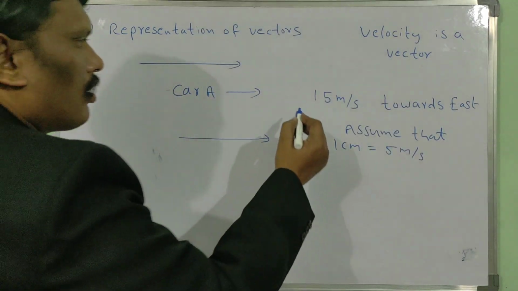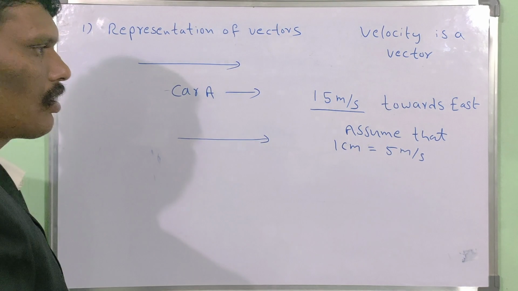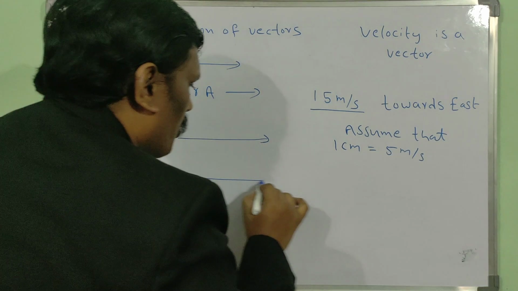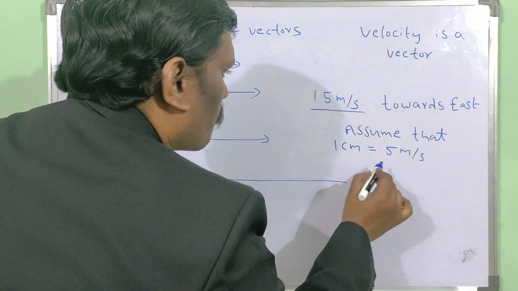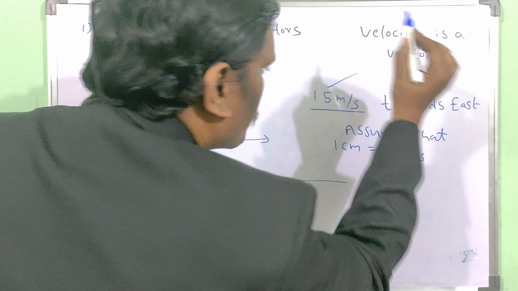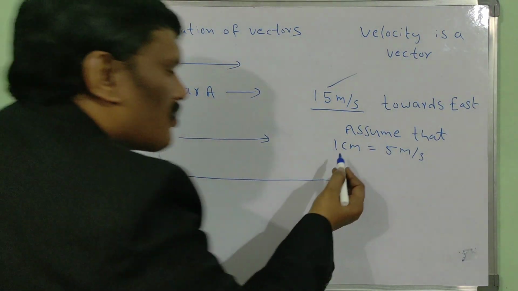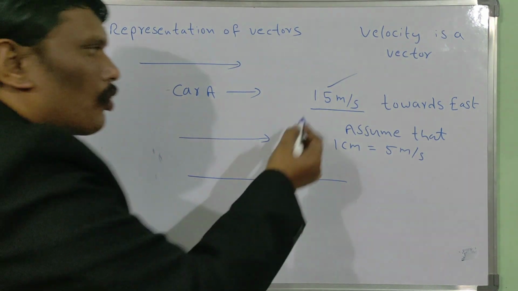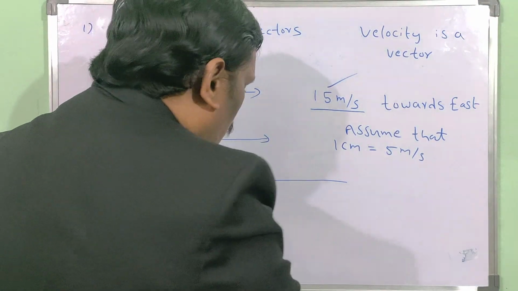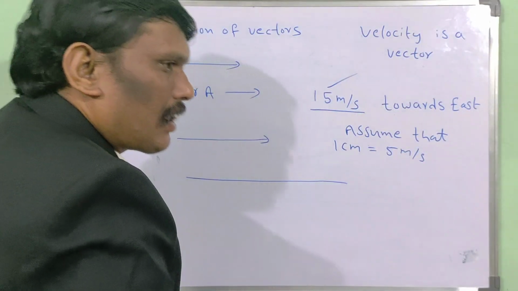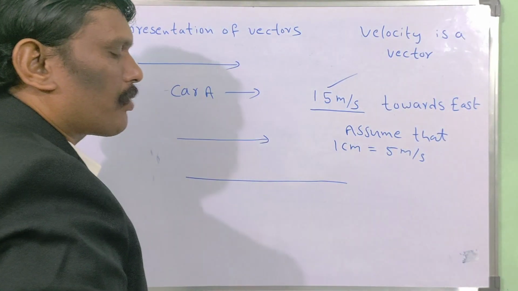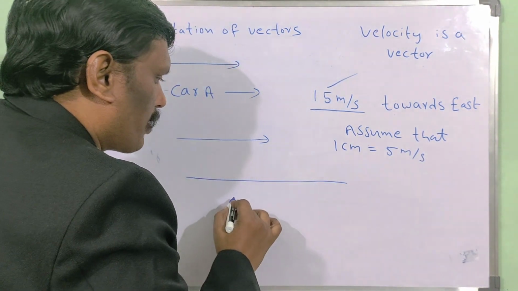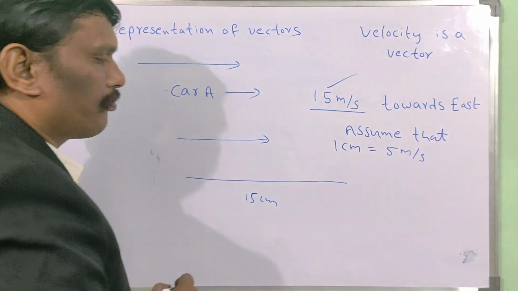So the car is moving with 15 meters per second. What is the length of the arrow I require? See, 15 meters per second speed is given, and 1 centimeter I consider 5 meters per second. That is our assumption. To represent 15 meters per second, how much length of the arrow I require? 3 centimeters. Why? Because 1 centimeter is 5 meters per second, so 3 centimeters is 15 meters per second.